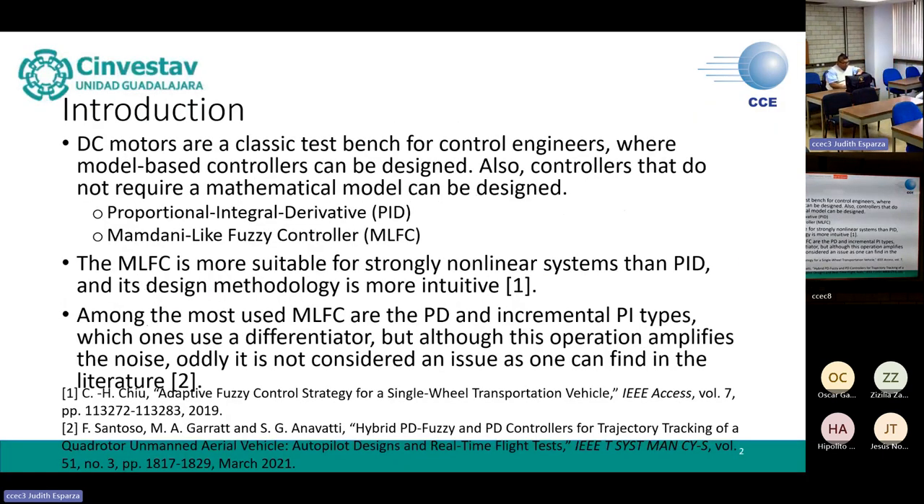As an introduction, DC motors are a classical test range for control engineers, where model-based control can be designed. Also, controllers that do not require a mathematical model can be designed, such as the classical PID or the Mamdani-like fuzzy controller. The MLFC is more suitable for strongly nonlinear systems than PID, and its design methodology is more intuitive. Among the most used MLFC are the PD and incremental PI types, of which one uses a differentiator. Although this operation amplifies the noise, mostly it is not considered an issue, as one can find in the literature.